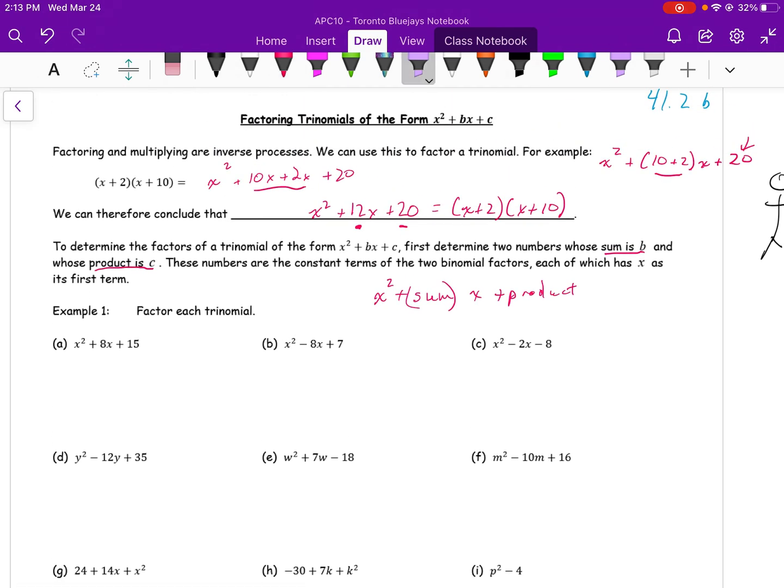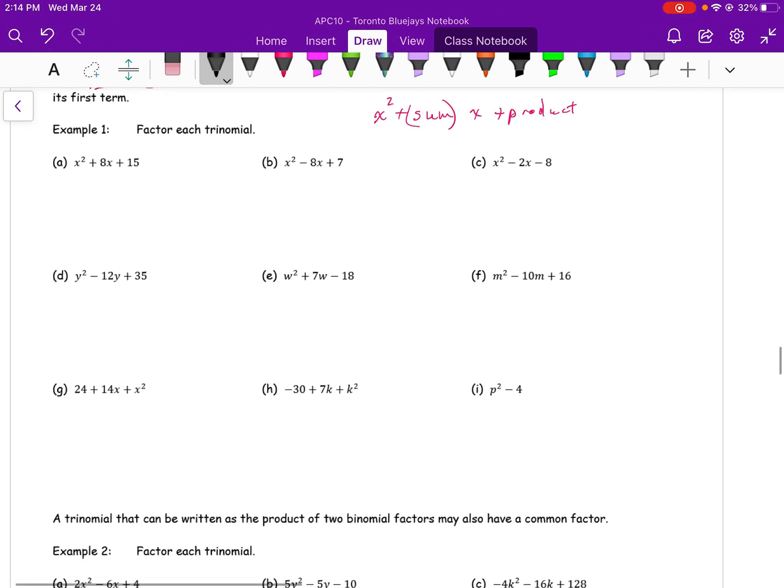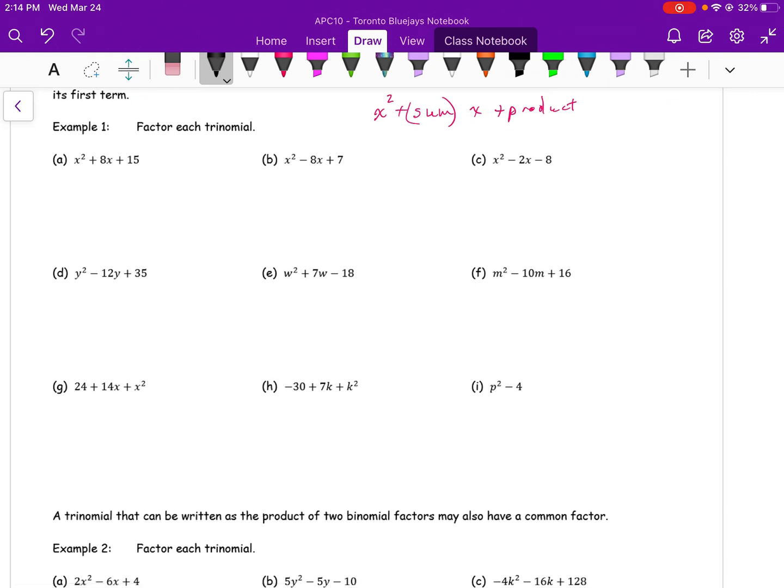I will be considering this to be case 1. And case 1 is that when we have a trinomial in which the coefficient in front of the x squared is 1. Really important. Example 1. Is this case 1? And in fact, it is. The number in front of the x squared is 1, although we don't write it.